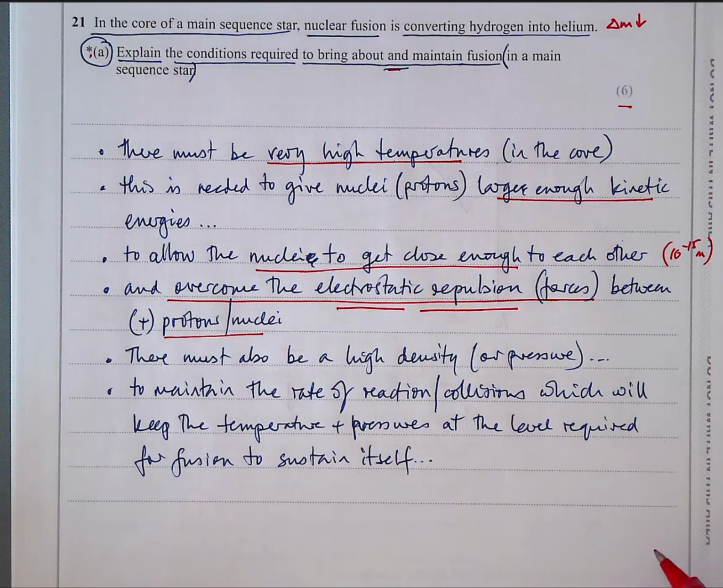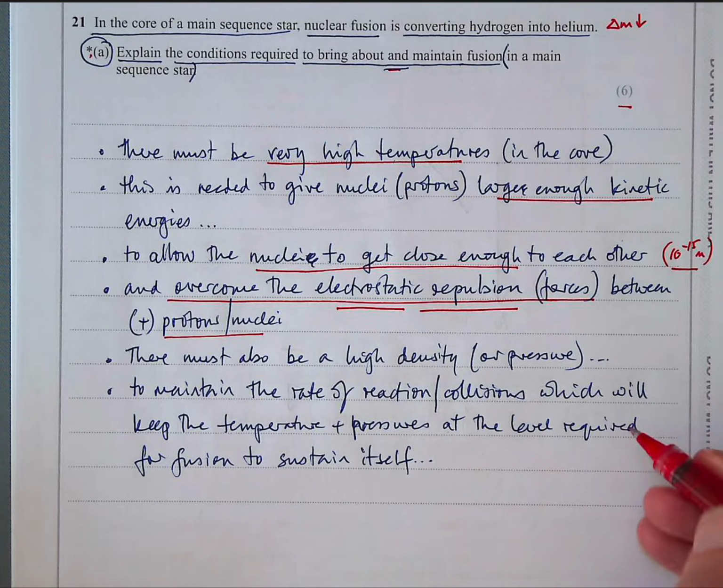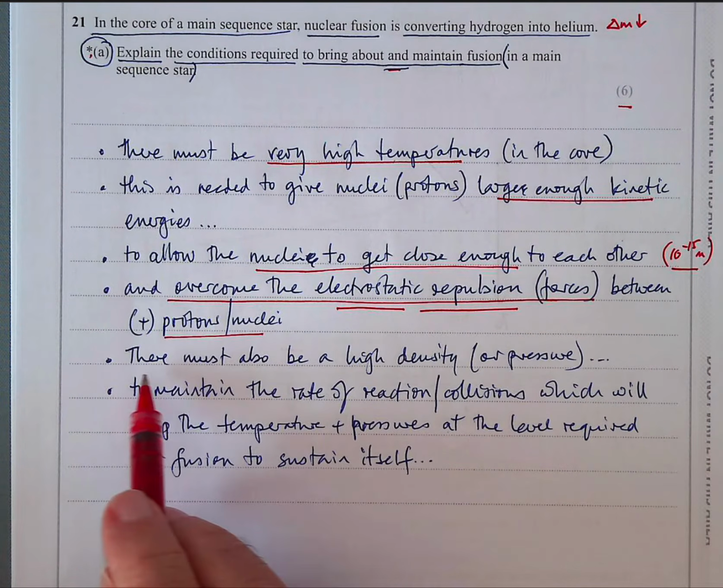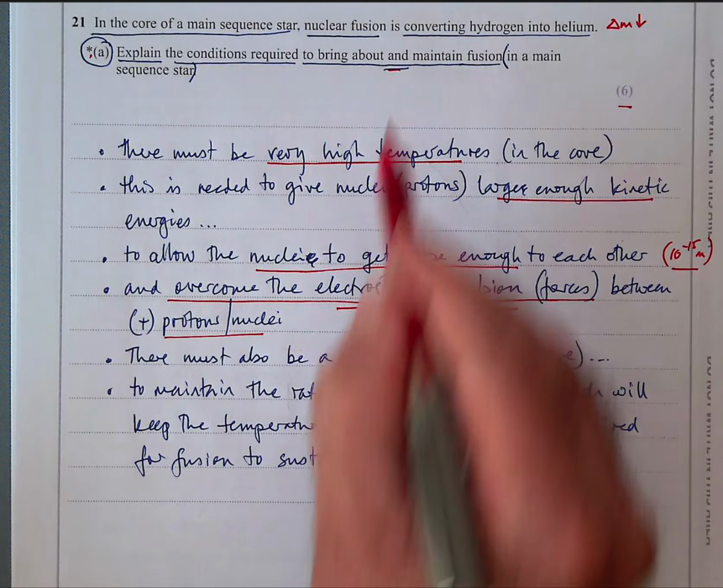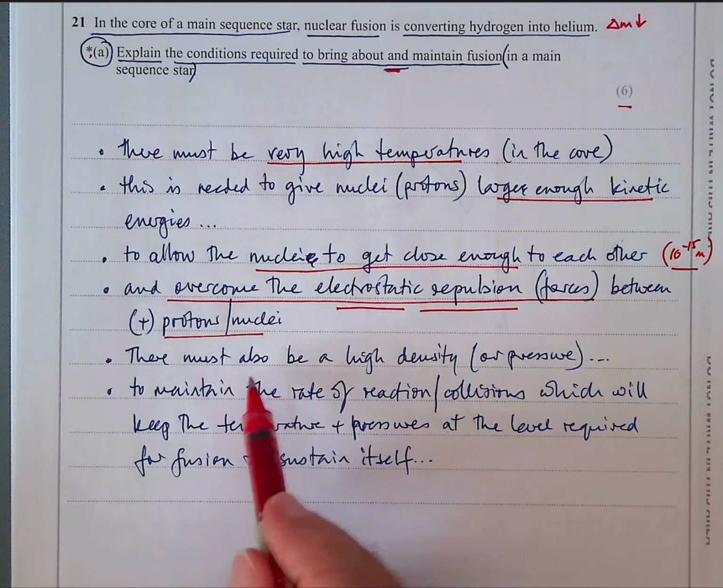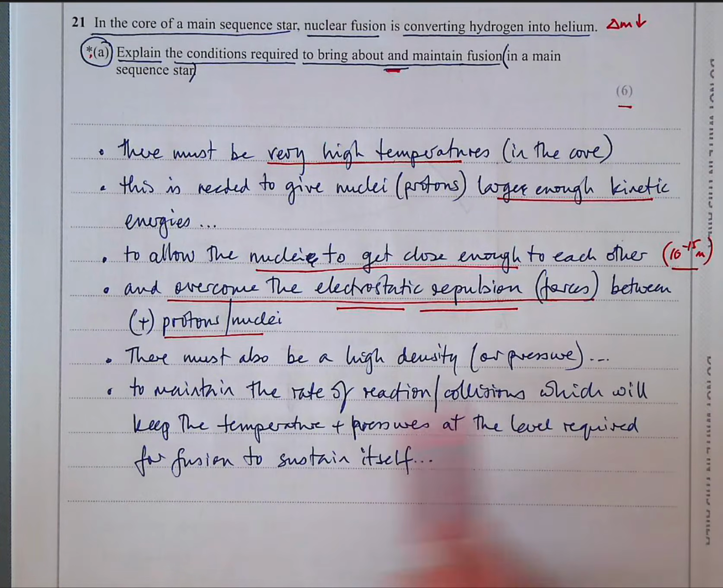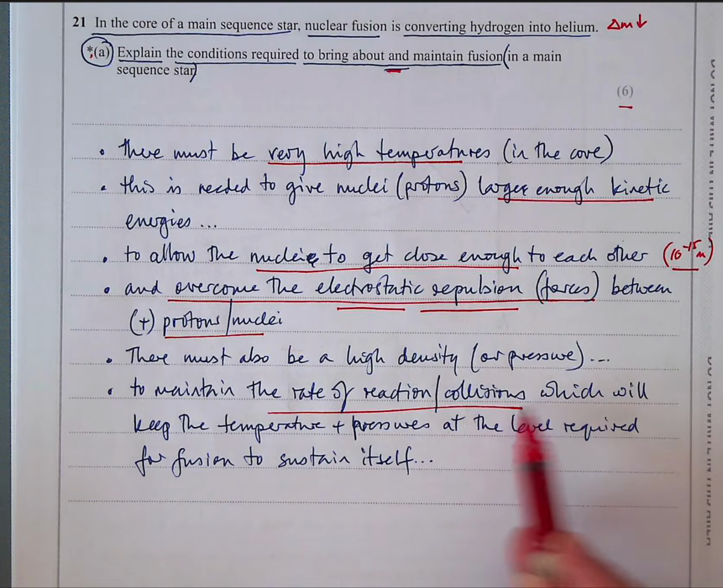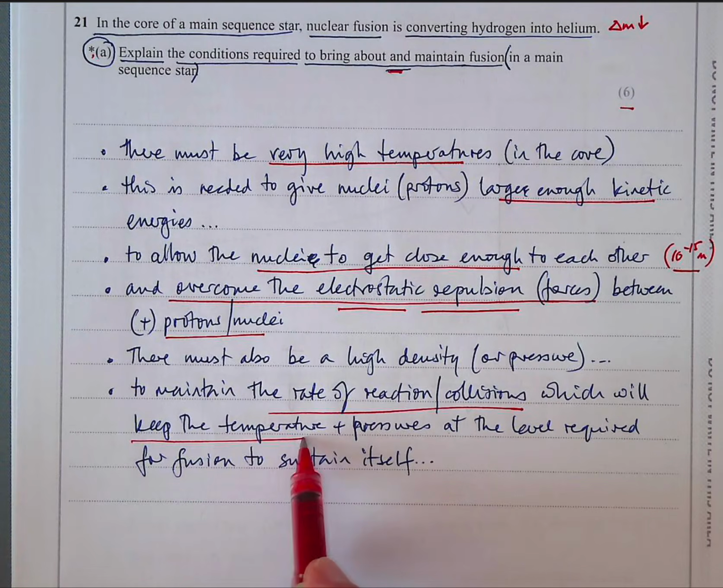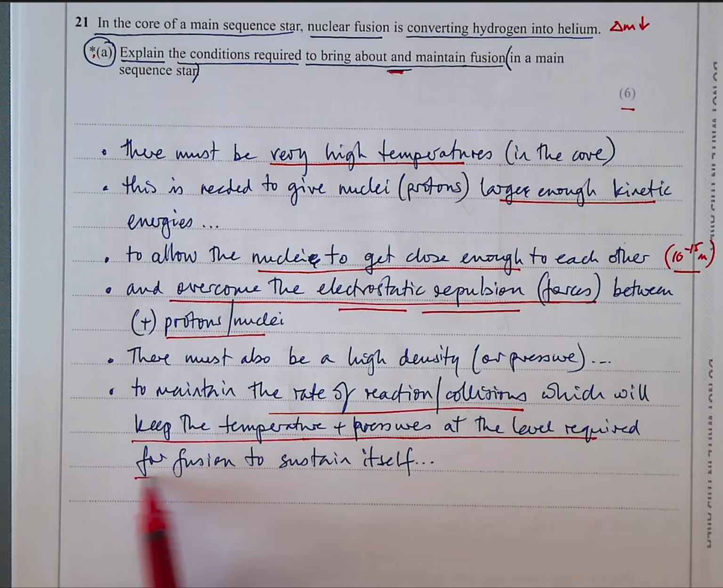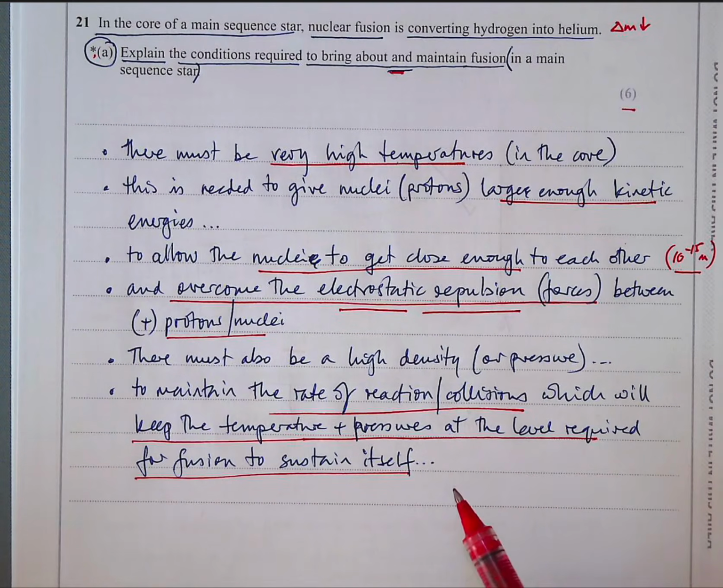Okay, so only at this distance does the strong nuclear force win out. So there must also be a high density. Now we're going to the "and" bit, maintain fusion. There must be a high density or pressure to maintain the rate of reaction, therefore the collisions, which will keep the temperature and pressures at the level required for fusion to sustain itself. So if you don't have enough collisions, it's not going to happen.